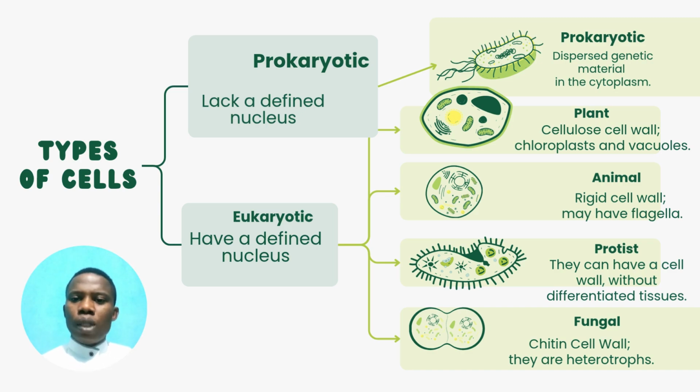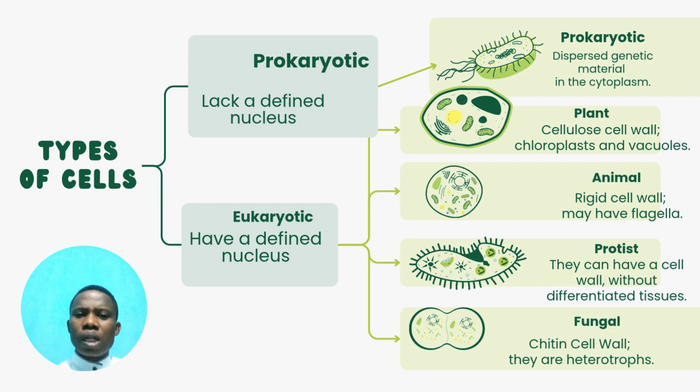There are two major types of cells. They are the prokaryotic cell and the eukaryotic cell. The prokaryotic cell lacks a defined nucleus, while the eukaryotic cell has a defined nucleus.